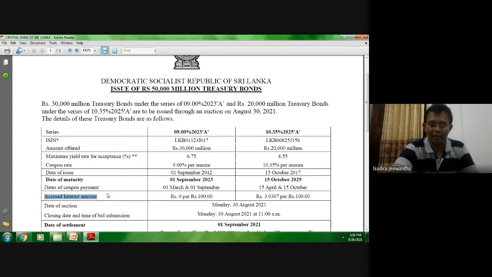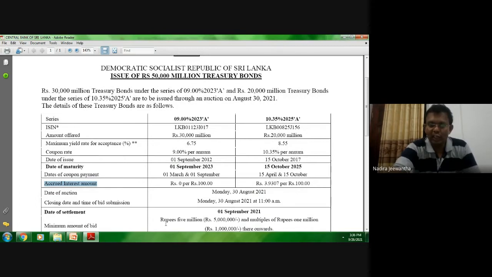It can't be 100. It can be either more than 100 or less than 100. Generally, you should have an accrued interest part here if it is a previously issued one. Now somebody can ask this question: why does this say ₹0? Why isn't there a figure like 3.93 here?